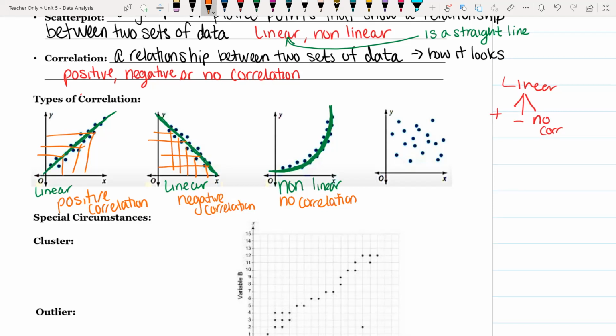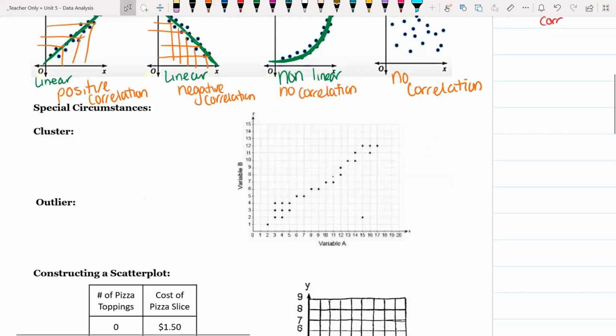Okay. So this data here, and the last one, can you make really anything out of that? Do you see a curved line? Do you see a straight line? Do you see any of that? No, right? The points are just all over the place. So this also has no correlation. Okay, so we're going to practice doing that on the back page. But there are some special circumstances.